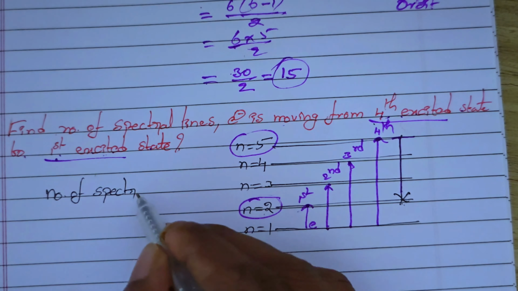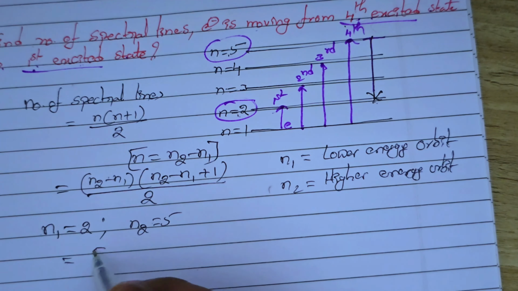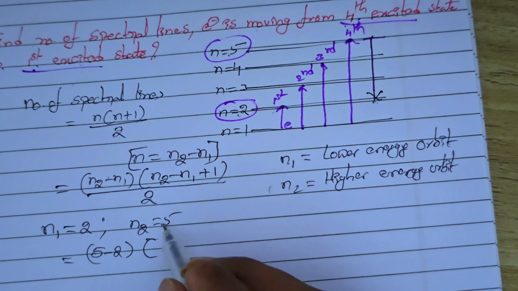So in this question, what is the lower energy orbit and what is the higher energy orbit? Here the lower energy orbit is 2 and the higher energy orbit is 5. So the n1 value here is 2 and the n2 value here is 5. We substitute these values in this relation. So the n2 value is 5 and the n1 value is 2, plus 1 by 2.